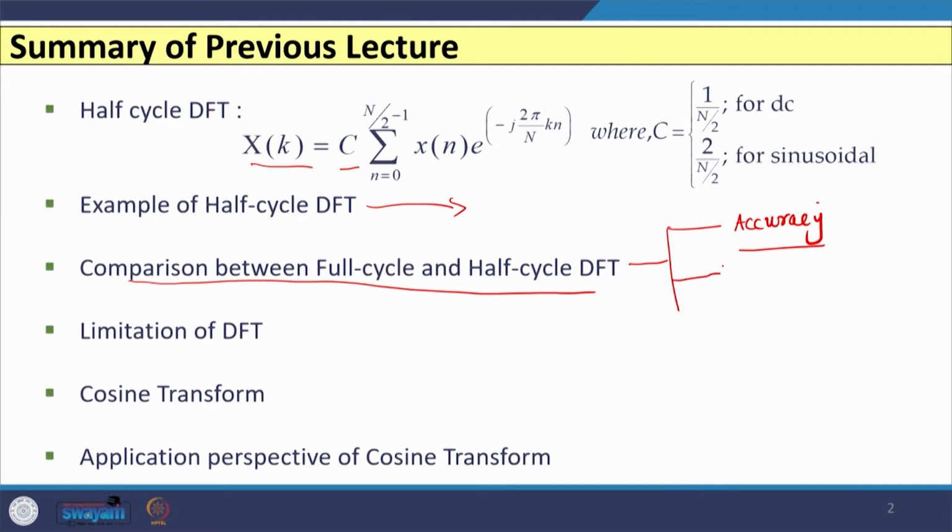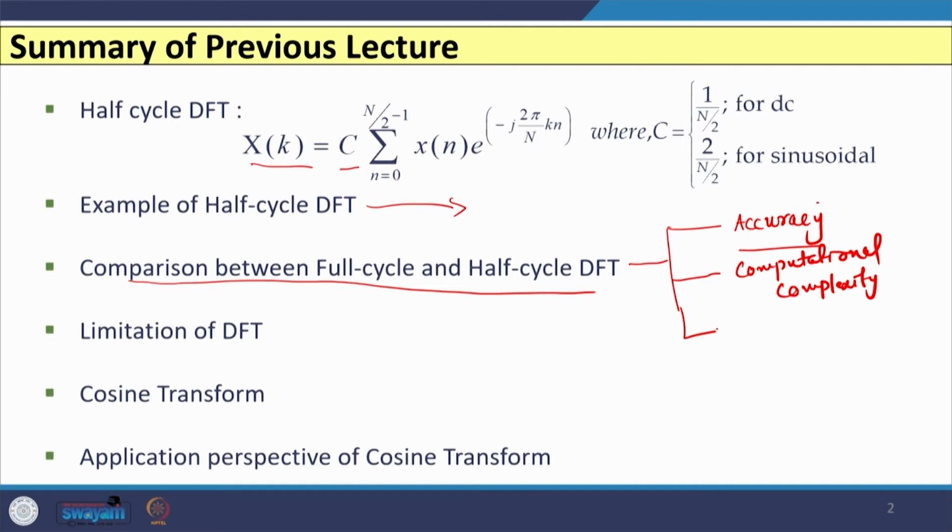Then we have considered another parameter for the comparison of performance of full cycle DFT and half cycle DFT, that is computational complexity. As the number of samples required in full cycle DFT is higher compared to half cycle DFT, the computational requirement reduces if we go for half cycle DFT for phasor estimation. So, this is also another important parameter, that is computational complexity.